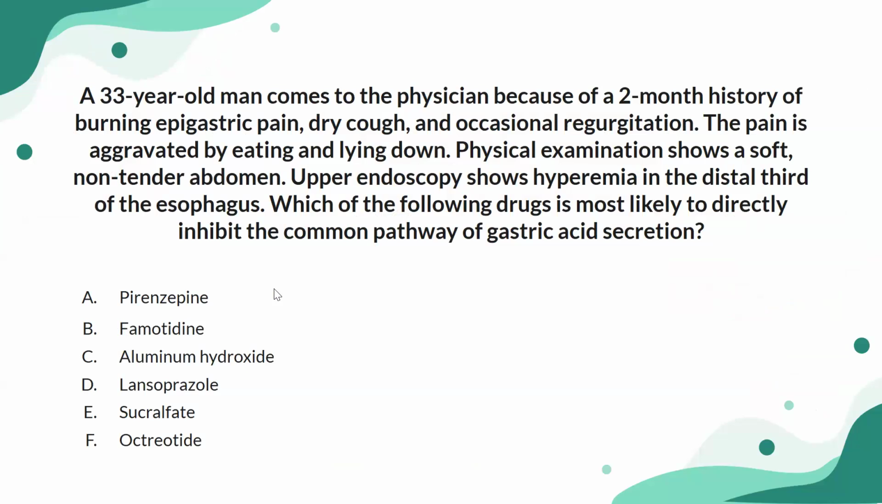All right. A 33-year-old man comes to the physician because of a 2-month history of burning epigastric pain, dry cough, occasional regurgitation. Patients that have epigastric pain, we know what this is, right? We know that this is most likely GERD. Why do patients with GERD have dry cough? Do you have any idea?